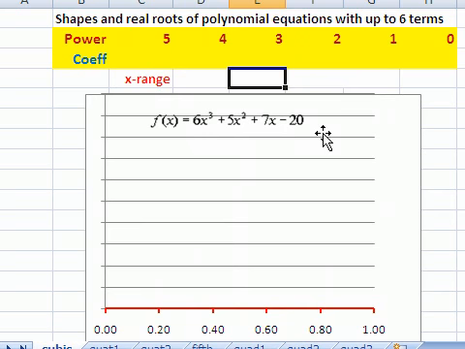It's a cubic equation. So we already have a 3 up in the power array. So under the 3 we will enter 6. Under squares, we have a coefficient of 5. For 1, the coefficient is 7, one single power. For the 0th power, the coefficient is minus 20.